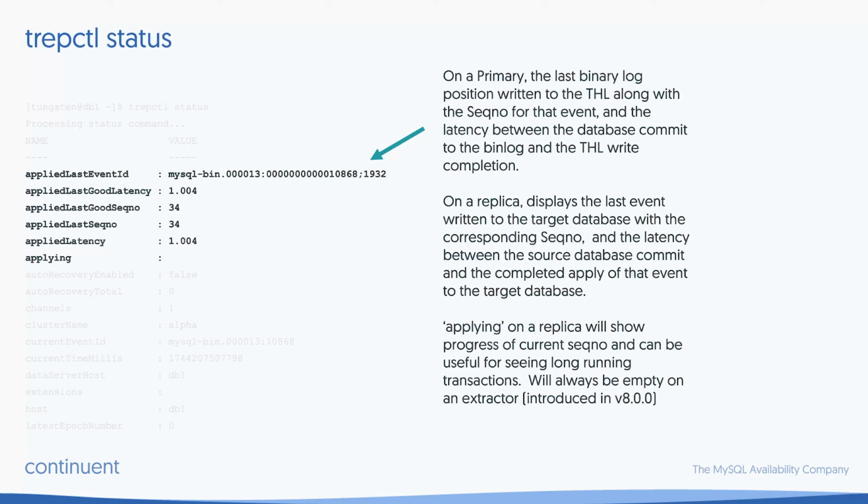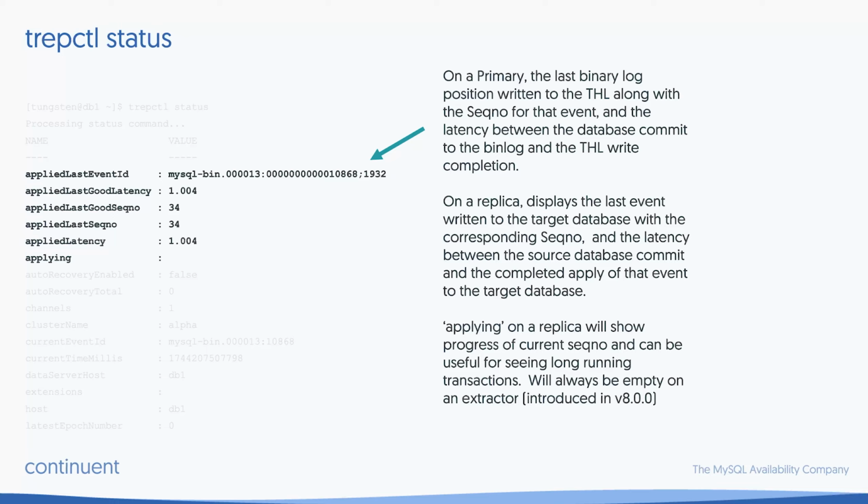So at the top of this block, you'll have the applied section. So applied last event ID, last good latency, etc., and then the applying stage. Now on a primary, this last event ID is the last binary log position that we extracted and wrote to THL. And the latency there is the latency between that database commit to the binary log and the THL output that we wrote down onto disk. And the sequence number is the sequence number that we assigned to that event.